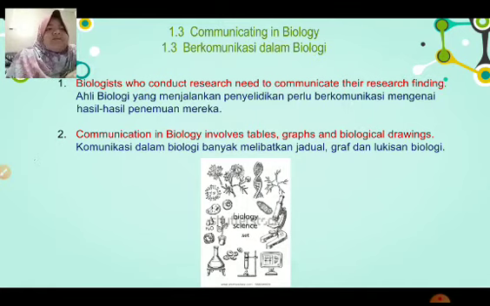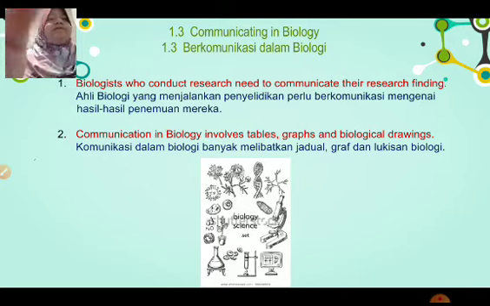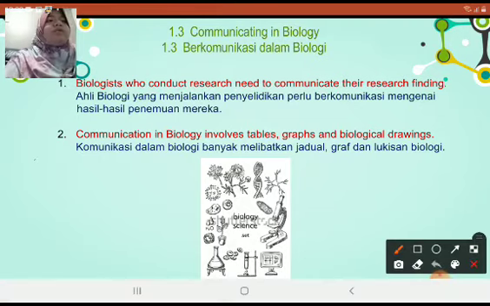Okay, so for biology, our topic today is about how to communicate in biology. For example, when we have finished our experiment, as a biologist, we must know how to communicate the data that we got. Okay, so it involves a graph, table, and also the biological drawing. Table, graph, and also biological drawing.